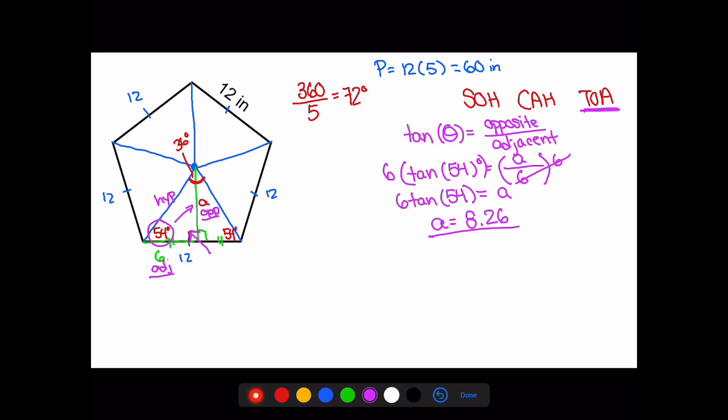Now we have our perimeter, we have our apothem. Let's go ahead and find our area. Area is equal to 1/2 our perimeter, 60, times our apothem, 8.26.